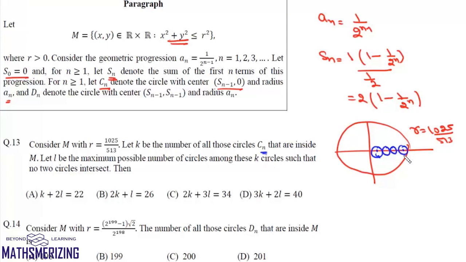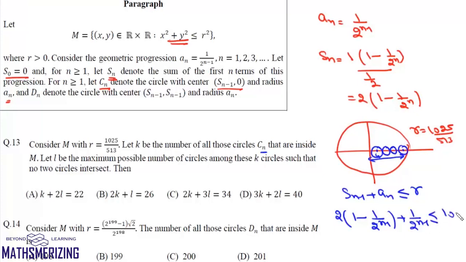Now suppose the maximum circle is that circle C_n. Now if C_n lies inside this larger circle, then the distance of its center from origin, which is S_(n-1), plus its radius, which is a_n, must be less than or equal to this value r. Now S_(n-1) will be 2 into (1 minus 1 upon 2 to the power of n minus 1), and plus 1 upon 2 to the power of n minus 1, will be less than or equal to 1025 upon 513. Now we simplify this.